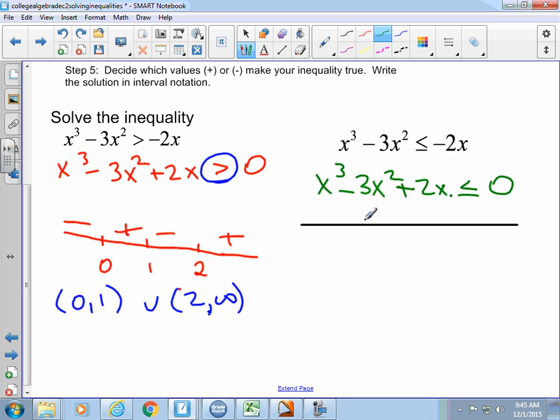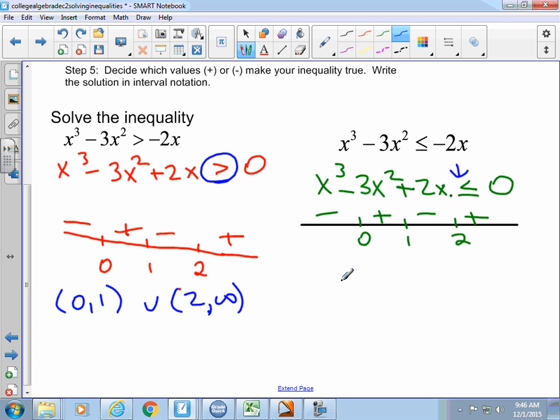So my number line looks the same. In fact, even the pluses and minuses are the same, aren't they? Because it's the exact same equation. Except this time, what's the question asking?